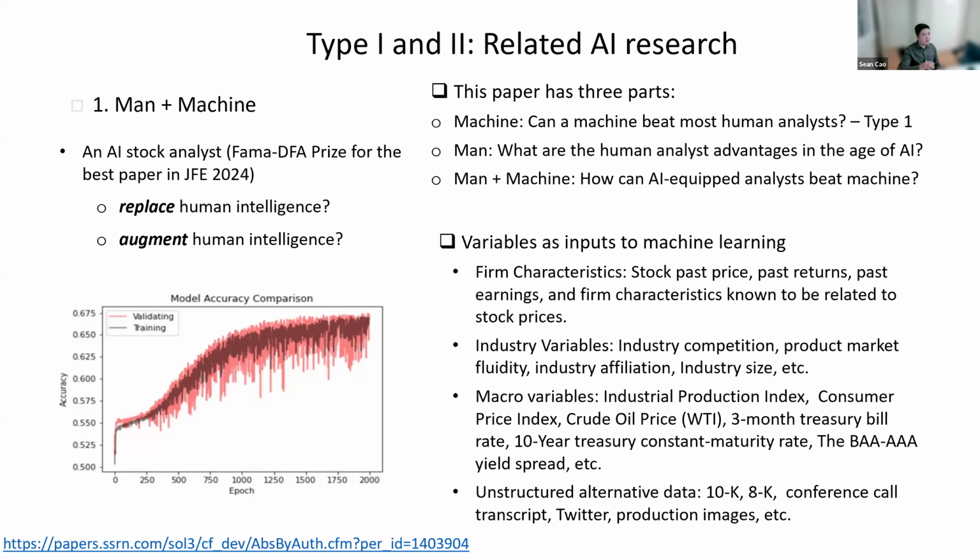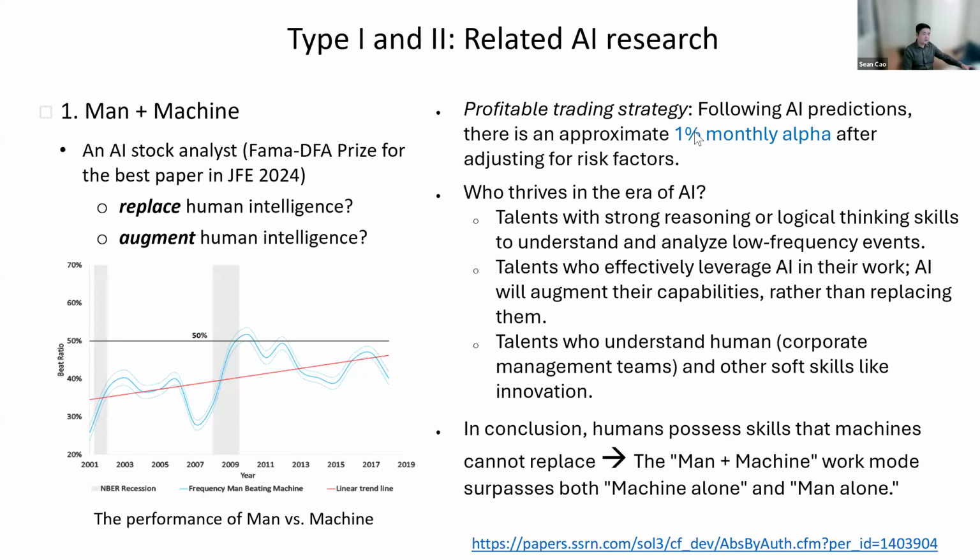So what kind of skills make them survive? I don't have the time to go over all the details, but if any of you are interested, you can take out the JFE 2024 paper we are talking about here. But in summary, there are three things that make a human survive. The first thing is, if analysts learn machine learning, they are more likely to survive. And the second thing is, if analysts understand low frequency events, they are likely to survive.